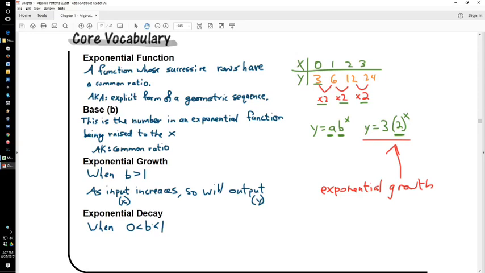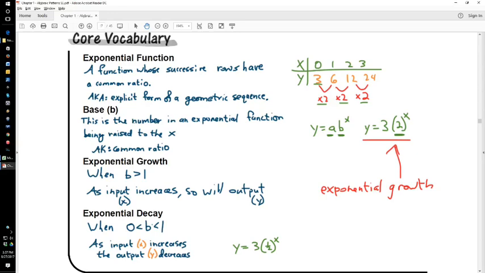Basically, as the input, in this case again x, increases, the output, in this case y, decreases. So for example, if you had something like y equals 3 times 1/2 to the power of x.